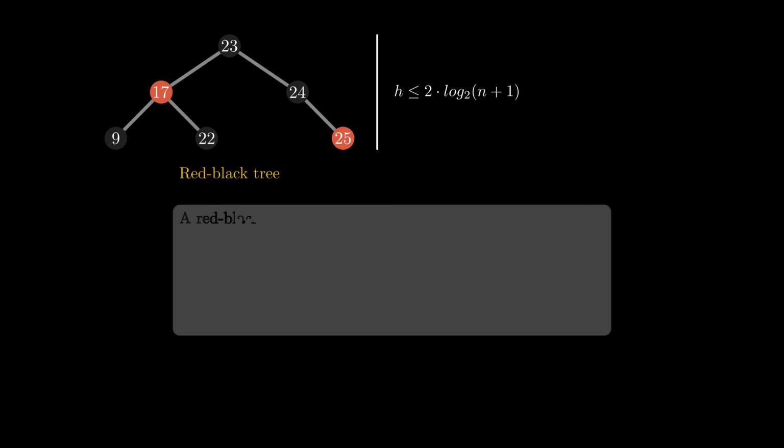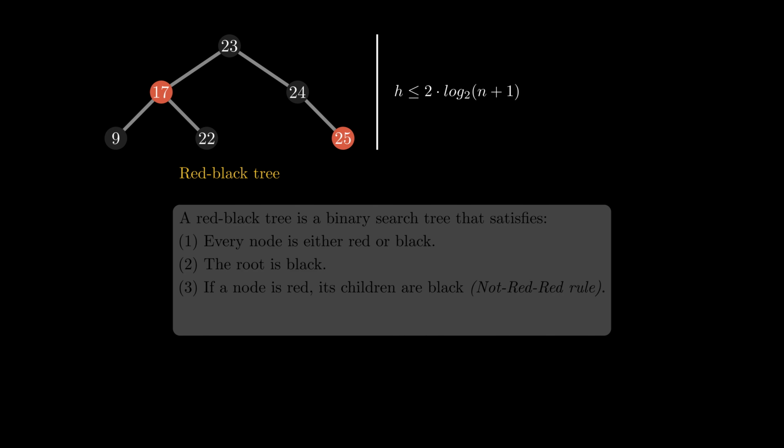Such a tree satisfies the following properties. Property 1, every node is either red or black. Property 2, the root node is black. Property 3, if a node is red, its children must be black. I call this one the not red rule. And property 4, for each node any path from this node to a leaf or half-leaf has the same number of black nodes. We will not analyze such a tree or the corresponding insertion and deletion processes in detail here.